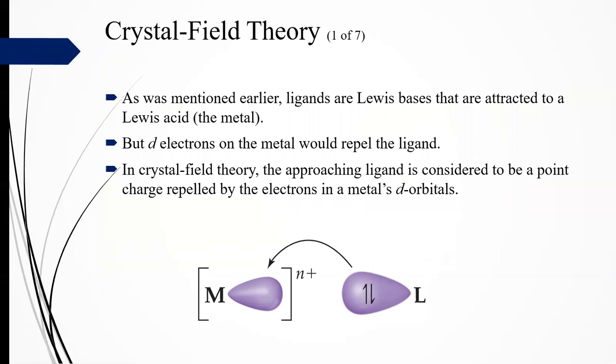Now, when we talk about crystal field theory, we're talking about what's happening when the approaching ligand is repelled by the metal's d orbitals. Those d electrons should be pushing away those electrons from the ligand. And so we want to look at what that looks like for them.